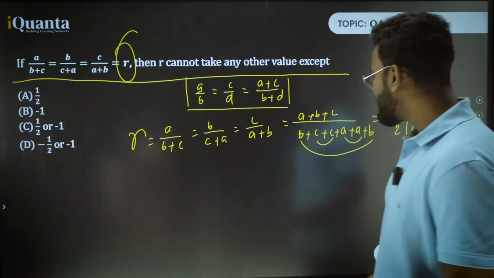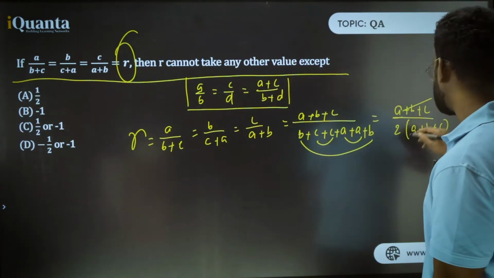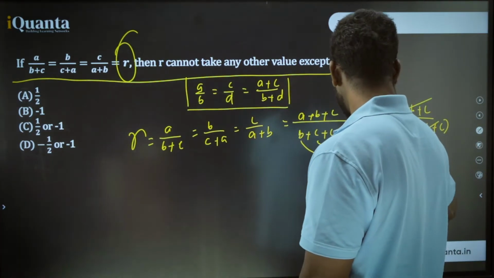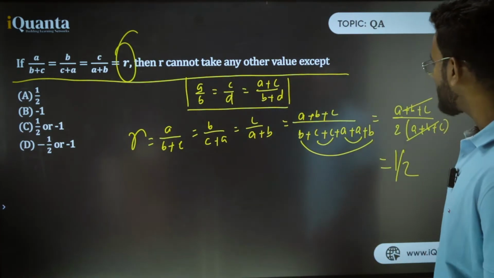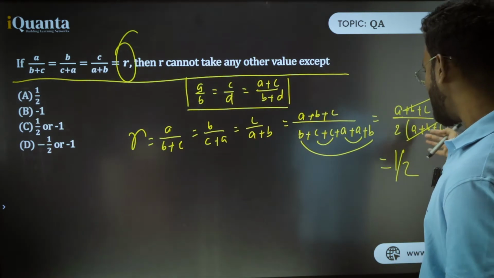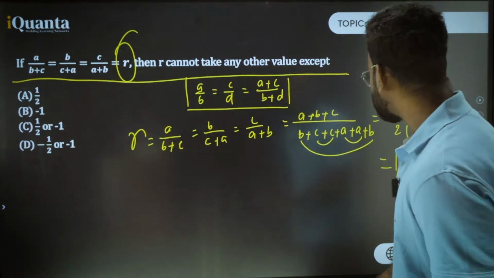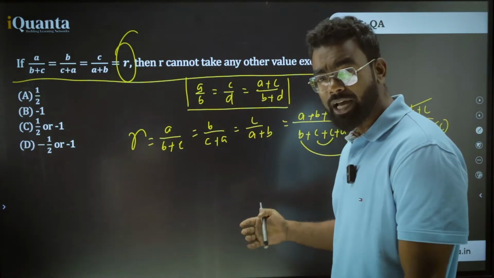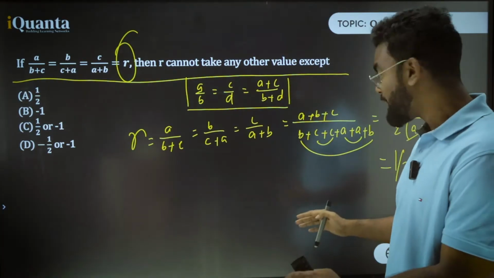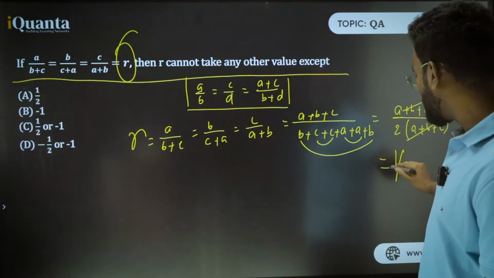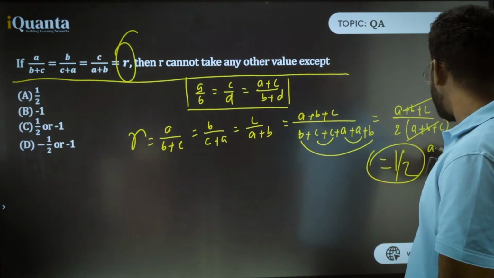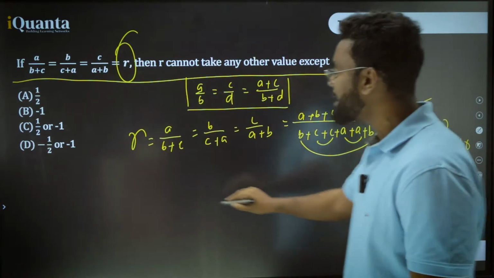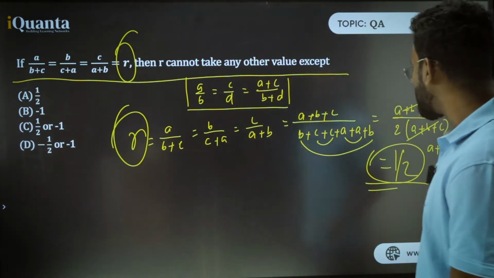The first thing we can understand from here is to cancel out A plus B plus C. If you cancel it out, it will become exactly half. But the first thing you need to understand is that A plus B plus C cannot be 0. If it is 0, the entire thing will be 0 upon 0, which is undefined. So if A plus B plus C is not equal to 0, then the value of R is half. So for one case, the value of this is half, right?